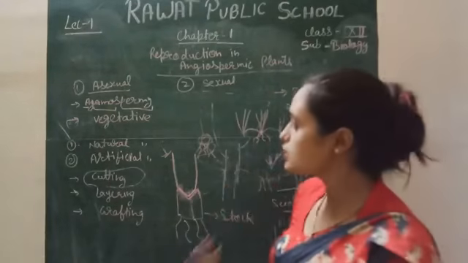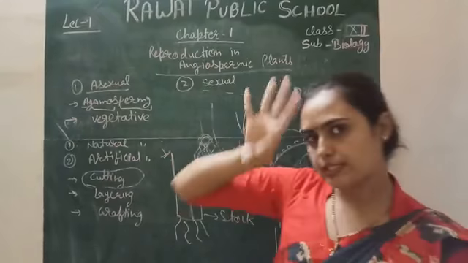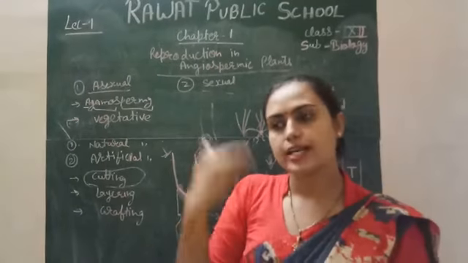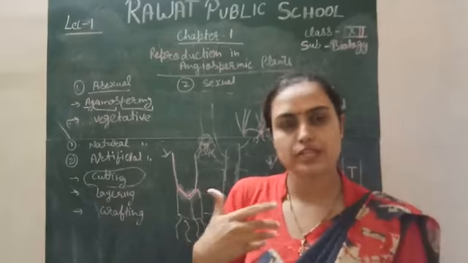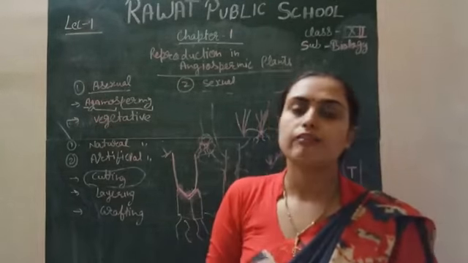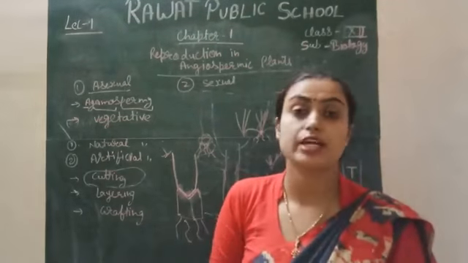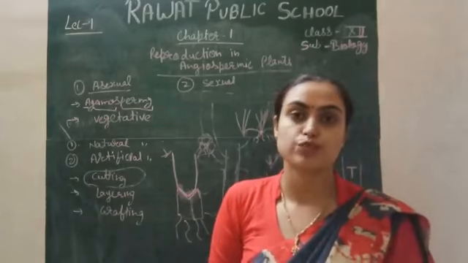Right, so this is all about reproduction in angiospermic plants. This is the basic mode of reproduction. By tomorrow we will start a very important part, the development of male and female gametes, how it occurs, and it is a very important chapter from your examination point of view.